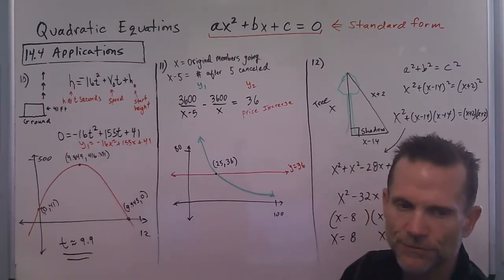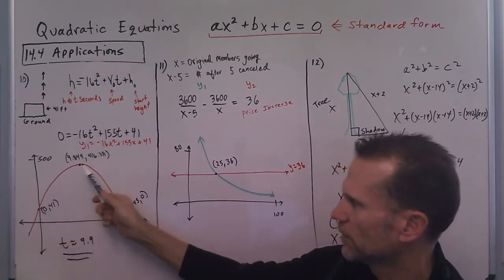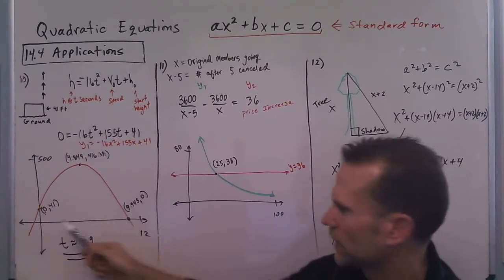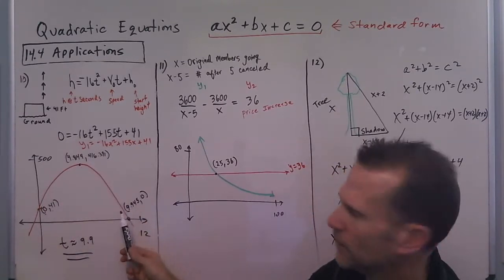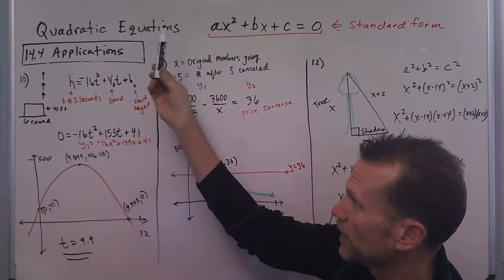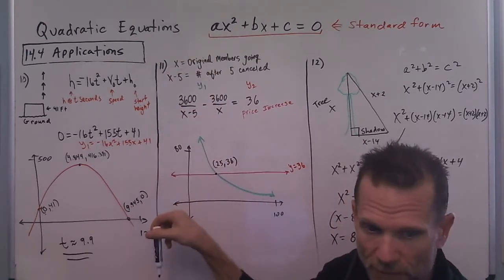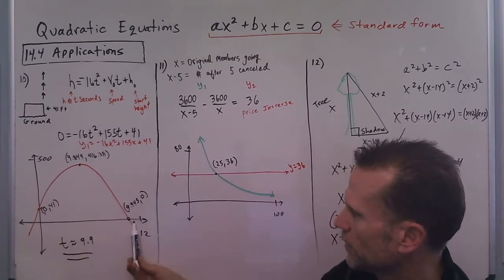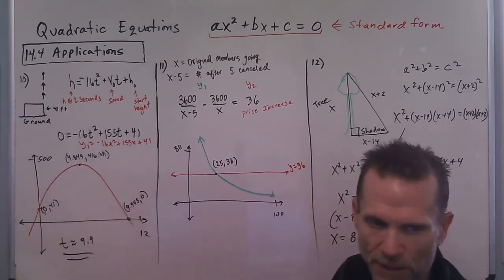One thing that's a little confusing for students is that this doesn't represent the flight pattern of the arrow. That's not the arrow's flight pattern. Remember, the arrow is being shot straight up, so it's coming straight down. This is a relationship between the time and the height of the arrow.